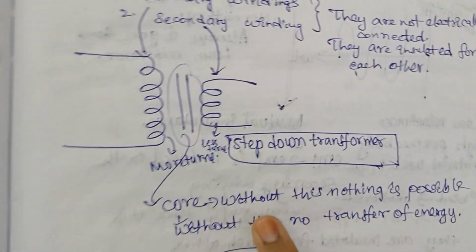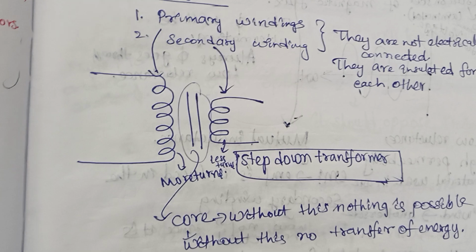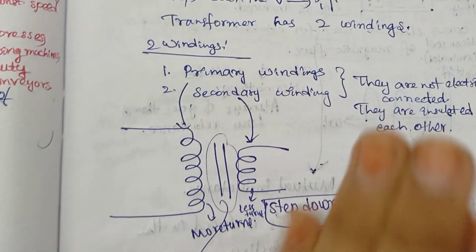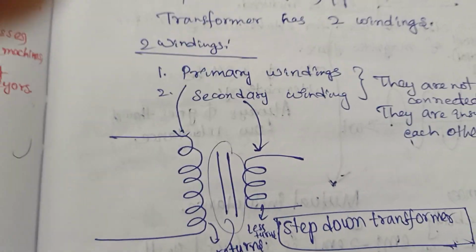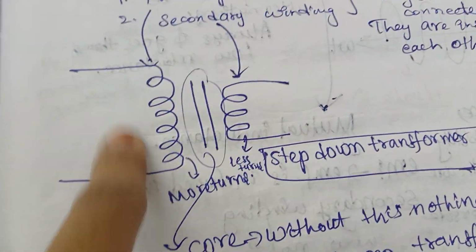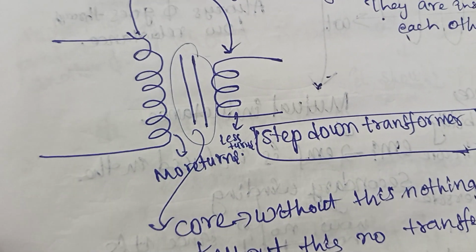Here, without the core nothing is possible. Without the core there will be no transfer of electrical energy. So this is about your windings, which is simply a coil made of copper.